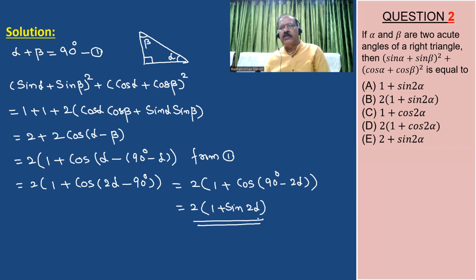So which is the correct option? 1 plus 2 into 1 plus sin 2 alpha, that is the option. So whenever you see a question, immediately what you are supposed to do, that should come into your mind. That's all. Okay, let us see the third question.